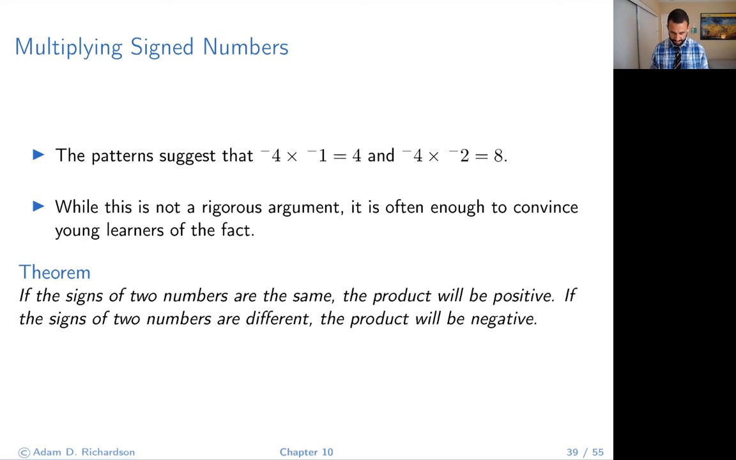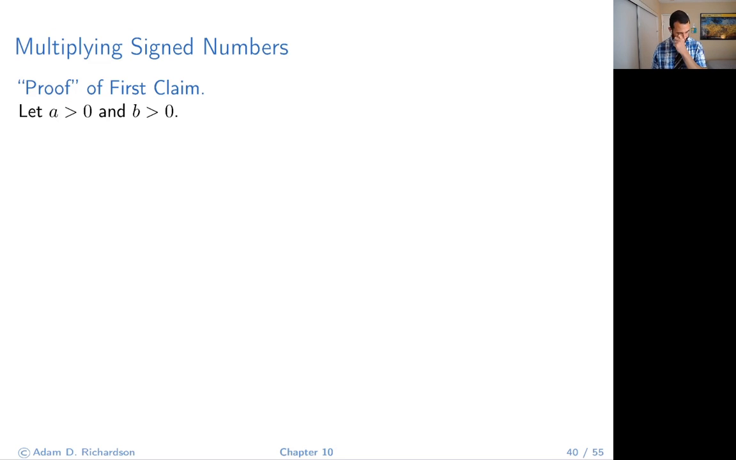Okay. So here is the theorem. The theorem says if the signs of the two numbers are the same, then the product will be positive. If the signs of the two numbers are different, then the product will be negative. So positive times a positive is a positive, negative times a negative is a positive, but if they differ, you'll have a negative result. Okay, so let's see a proof. I have proof in quotes because it's not technically a complete proof, since we're making some assumptions about these numbers. But for our argument here and for our own edification, this should be fine.